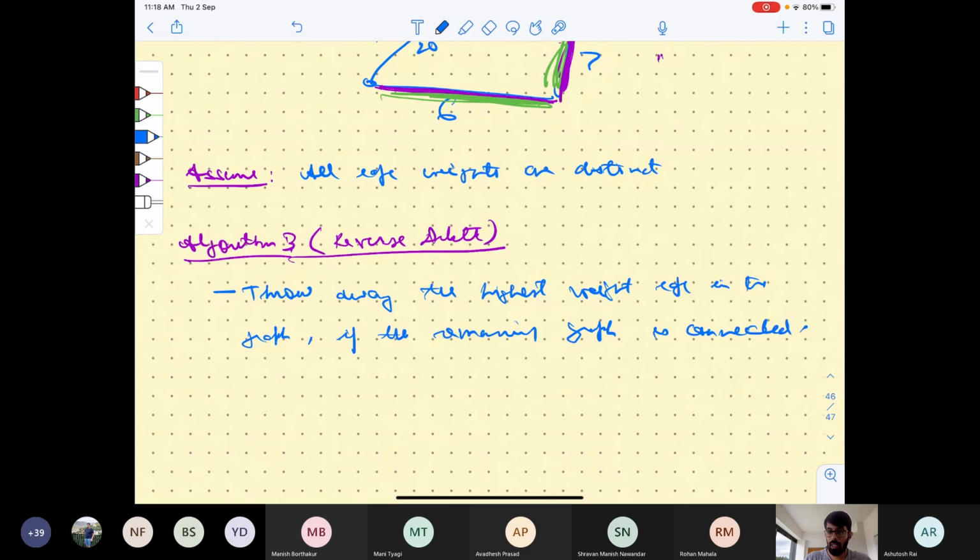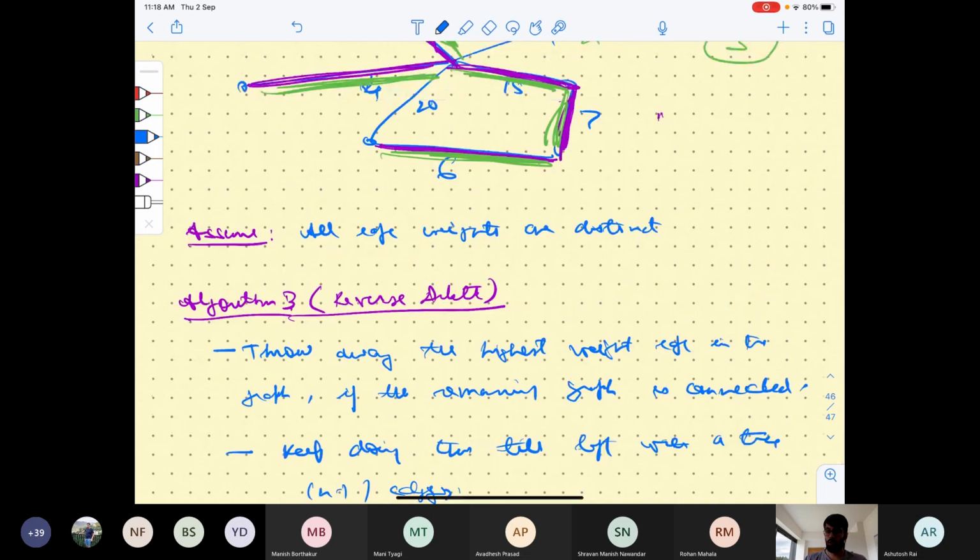Okay. Again, keep doing this till you are left with a tree and n-1 edges, right? So this is like, what was Prim's doing? Prim's was adding edges, the cheapest edges, such that you reach a tree, so that you maintain a tree. This one is removing the highest weight edges till you are left with a tree, right?